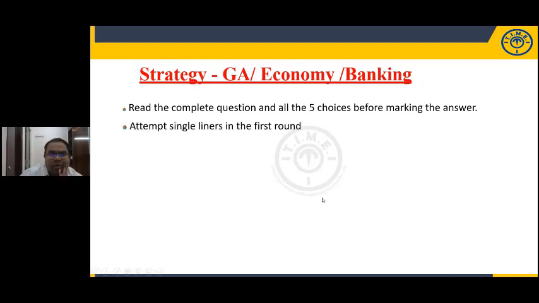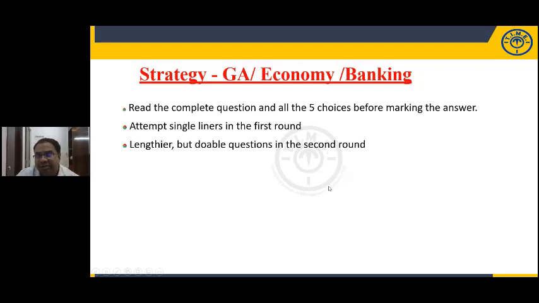Also, single error questions in your first round, lengthier questions in your second round. A lengthier question means, for example, which of the following is not a function of RBI? That is a lengthier question. Which of the following is not a monetary policy of RBI? You have to read all 5 options. 4 are its monetary policies, 1 is not its policy. 4 are its functions, 1 is not its function. Identify them. Do those questions in your second round.